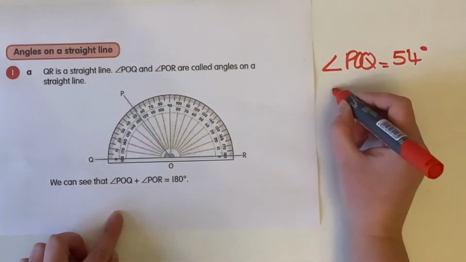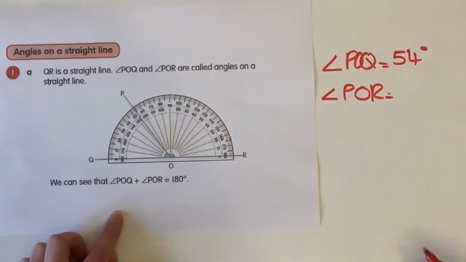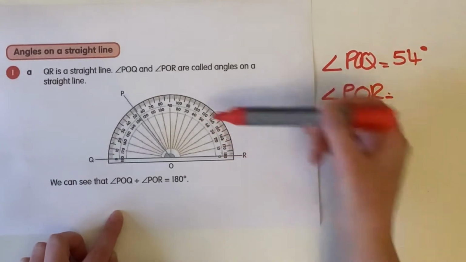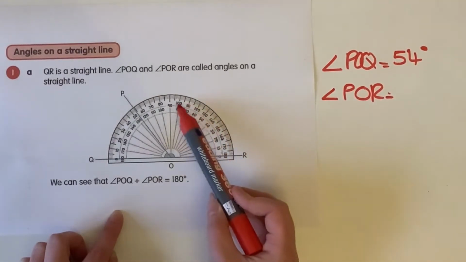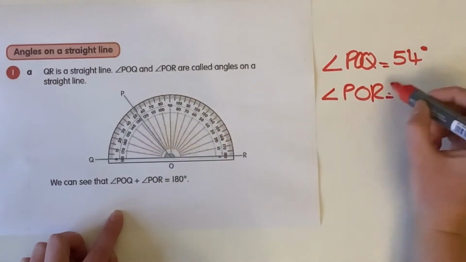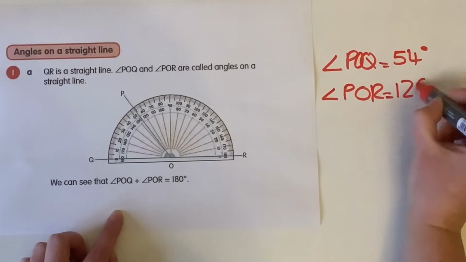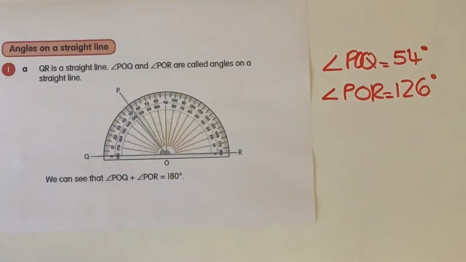Then if we look at the angle POR, this time I'm going to read on the inner scale because I need to start at 0. So I'm starting here, reading round, I would get to 126 degrees. And when I add those two angles together, they equal 180 degrees.